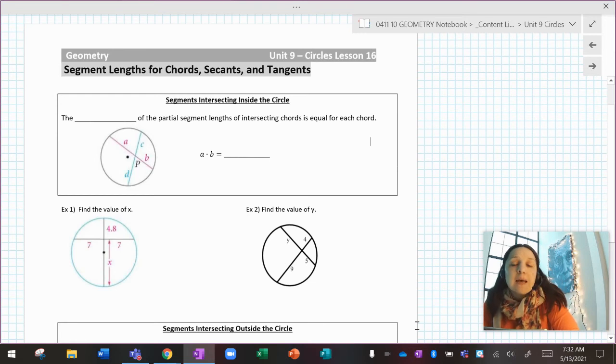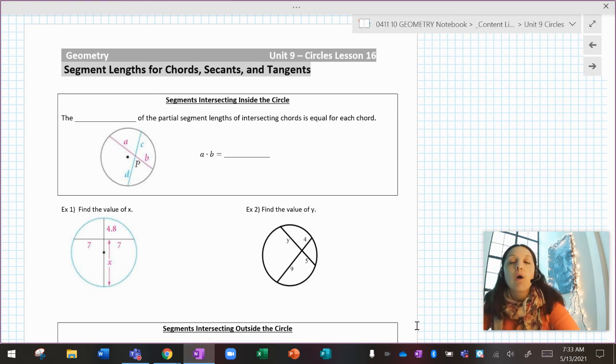Hello, geometry students. Today we're going to learn a little bit more about lengths of segments and chords and secants and radii and diameters when those things occur inside and/or around a circle. So we are going to talk about a couple different rules.